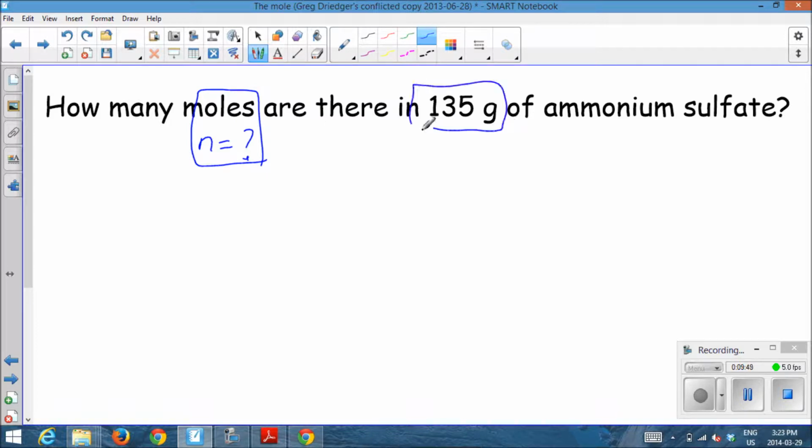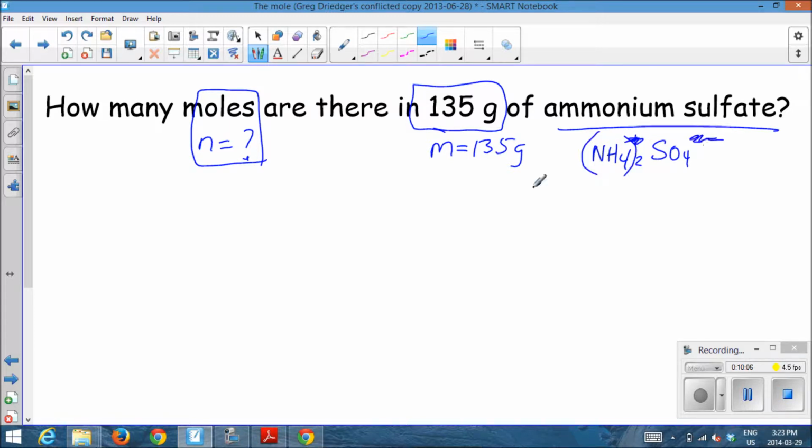So what I'm going to do first is I know that my mass is 135 grams. I know my substance is ammonium sulfate, so go to my periodic table. NH4 has a positive charge, sulfate has a 2 negative charge, so it's NH4 bracket 2 SO4. And we have 135 grams of that. We want to know how many moles we have.